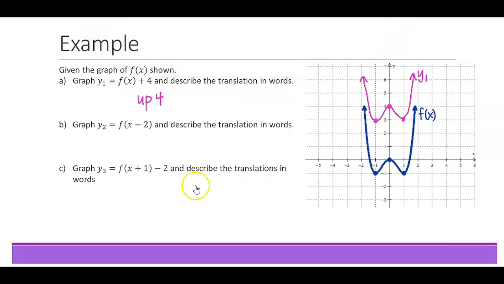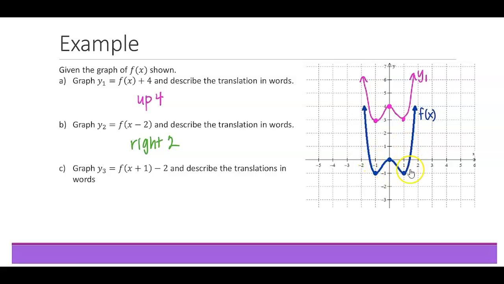Now let's take a look at part B. So we want to graph y2 equals f of the quantity x minus 2 and describe the translation in words. Well, this time we have f of the quantity x minus 2. Minus 2 is with the x, so when something's with the x, we think right and left, but it's the opposite of what we would think. -2 actually sends us to the right 2 units. So everything is going to shift to the right 2. That's the description in words.